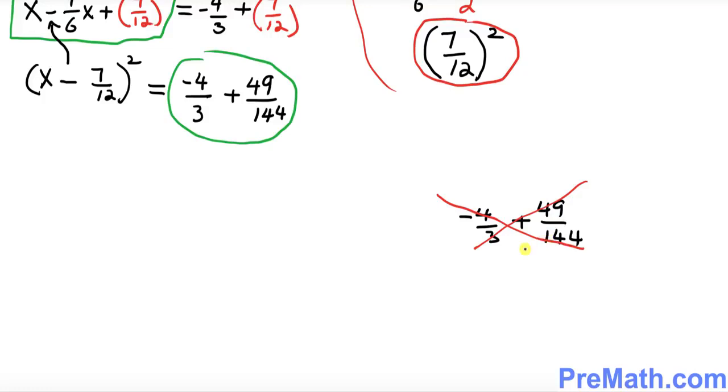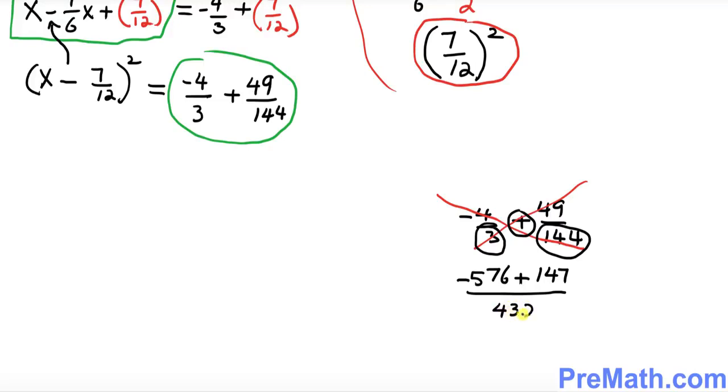You cross multiply this way and you cross multiply this way, and you're going to get your answer. So -4 times 144 is going to give you what? -576, isn't it? And whatever sign, this plus sign, I want you to leave it over here. 49 times 3 is what? 147, divided by, I want you to multiply these bottom numbers, the denominators. That's going to give you 432. Once you simplify the top, that's going to give you negative 429 over what?